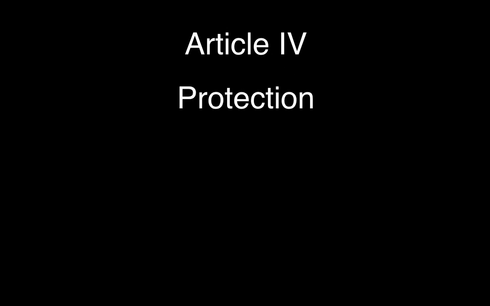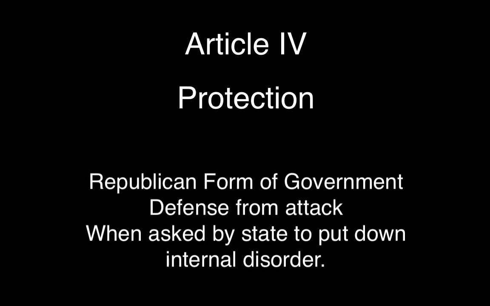Protection. The national government guarantees to every state a republican form of government, defense against outside attacks of its borders, and at the request of the state legislature or governor to put down internal disorders. In other words, the national government must allow free state elections and selection of representatives, and protection for each state from outside invasion.